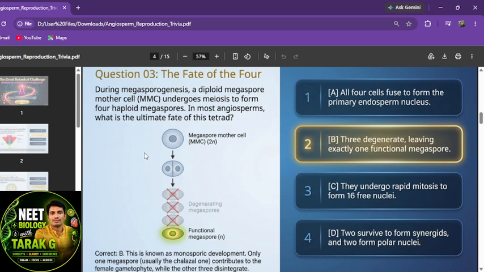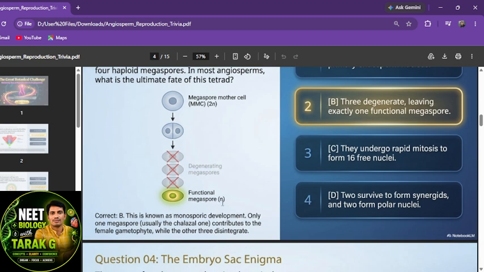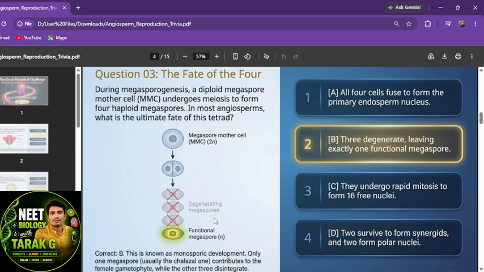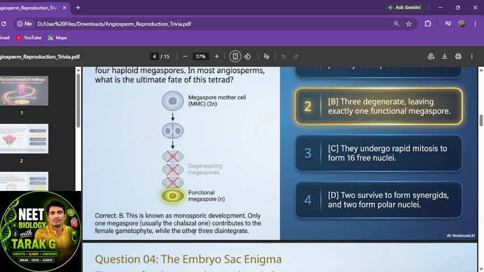So here, from the MMC, after meiosis, 4 haploid megaspores will be formed. Of those 4, 3 will degenerate. 1 will be selected and promoted as the megaspore, which is haploid, because the reductional division from diploid to haploid has happened. The explanation is that this is known as monosporic development. Mono means one, sporic means spore. One spore will develop, and the rest of the 4, 3, will degenerate.